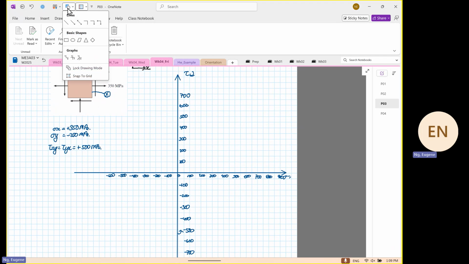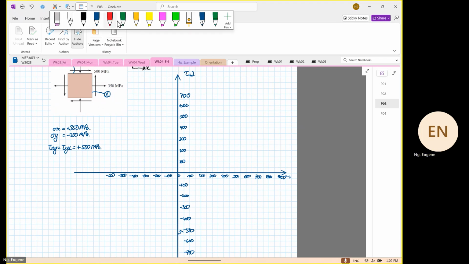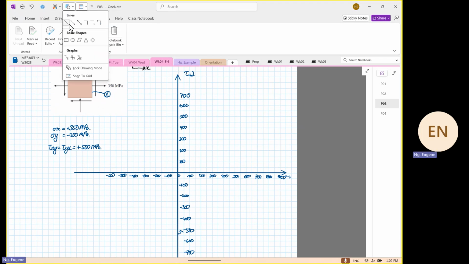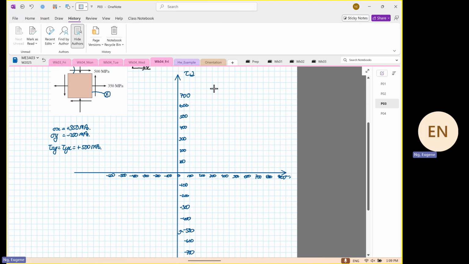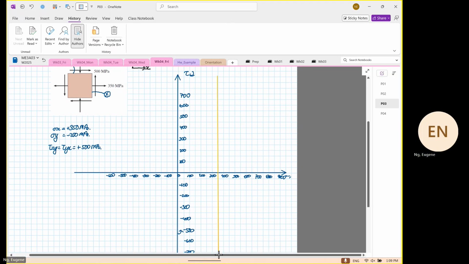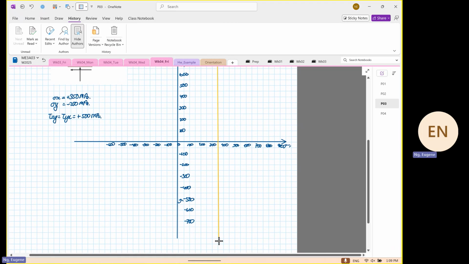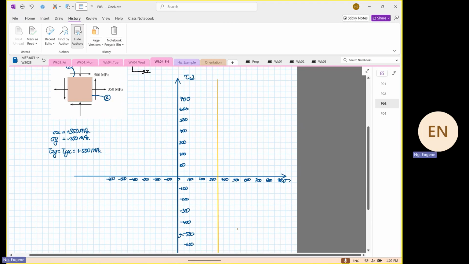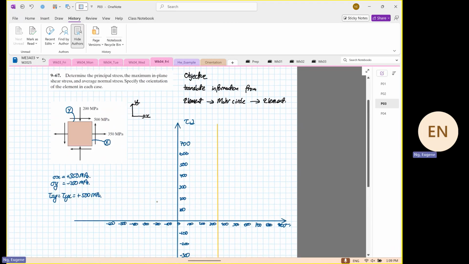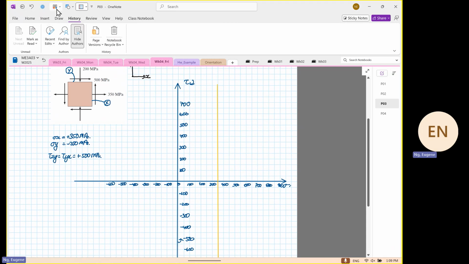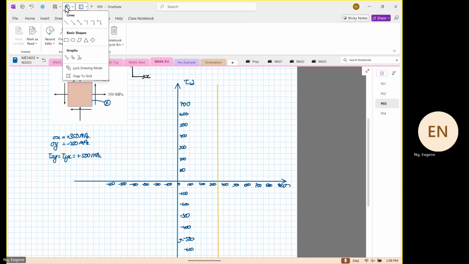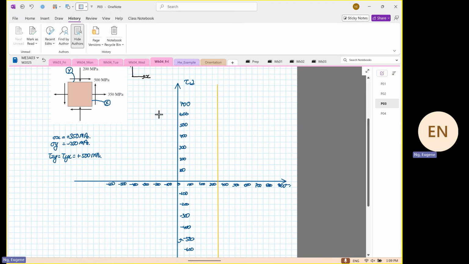So you know that the normal stress is at 350. So we are going to sketch our normal stress line at 350 positive. So 350 positive, somewhere over here. And then we have our compression at 200, negative 200. So we draw our 200.